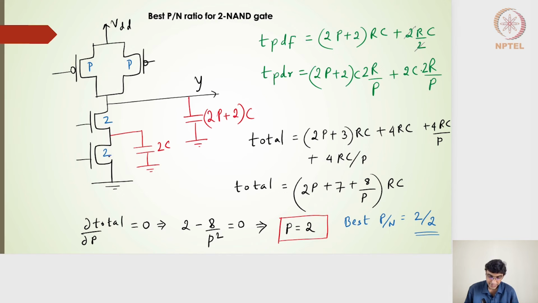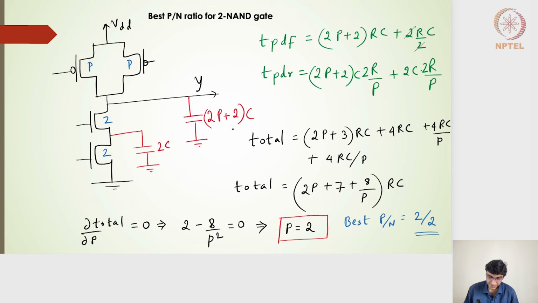So similarly, can we find out for the 2-input NAND gate what the best ratio is? For the 2-input NAND gate, I have taken on the NMOS side the size of 2, and on the PMOS side I have taken the variable p here. So p is the PMOS width, and on the NMOS side it is nothing but 2. So the total capacitance seen at the output node will be p plus 2, which will be 2p plus 2 capacitance. And in this particular inter-node diffusion capacitance, it will be 2C.